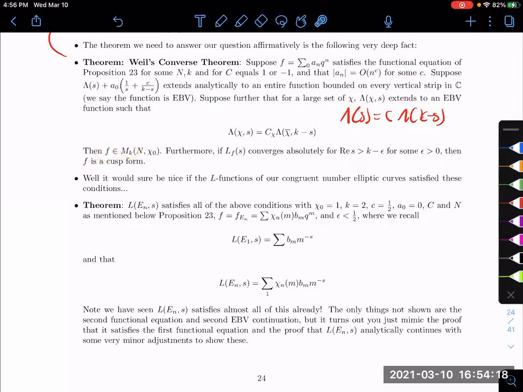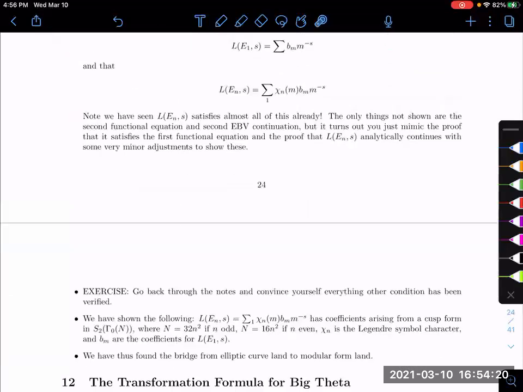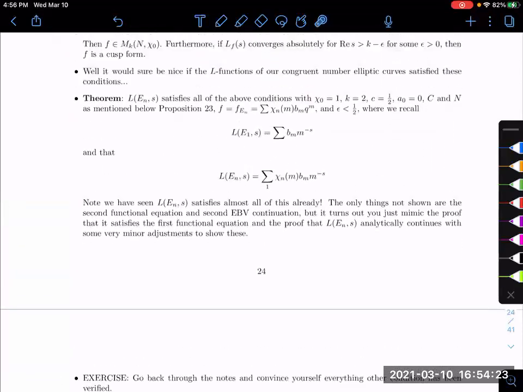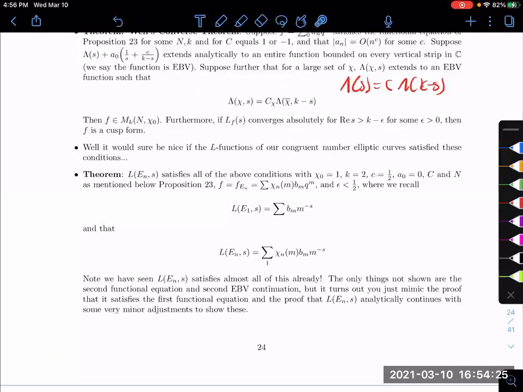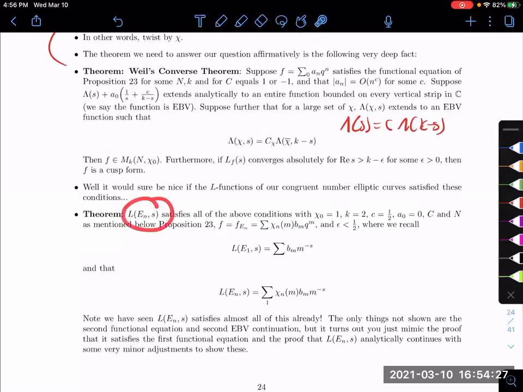Okay. And I'm going to end today with the following theorem. Theorem: the L functions of our congruent number elliptic curve satisfy every single one of these conditions. Furthermore, we've already seen that most of them are satisfied.